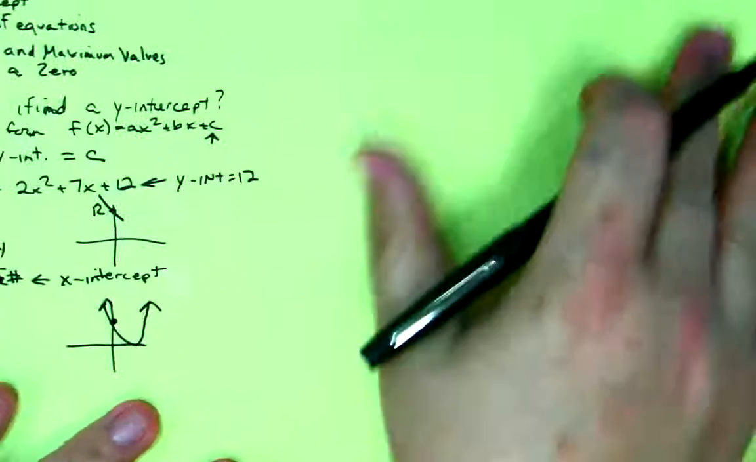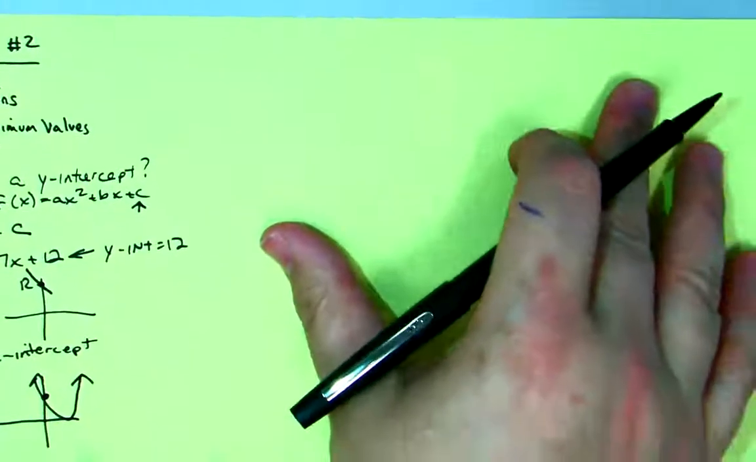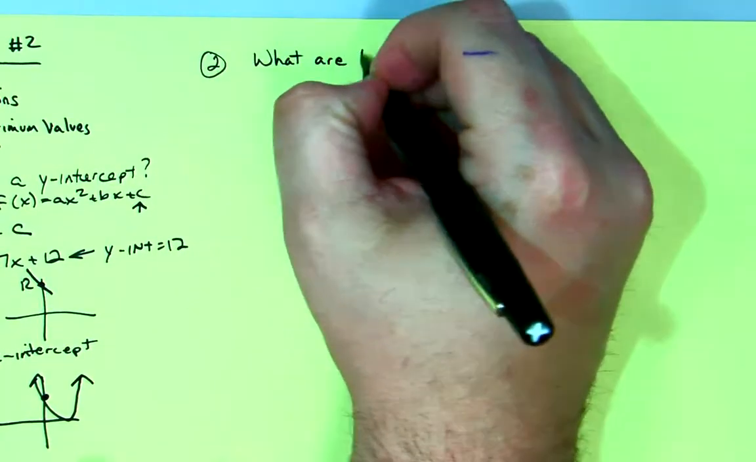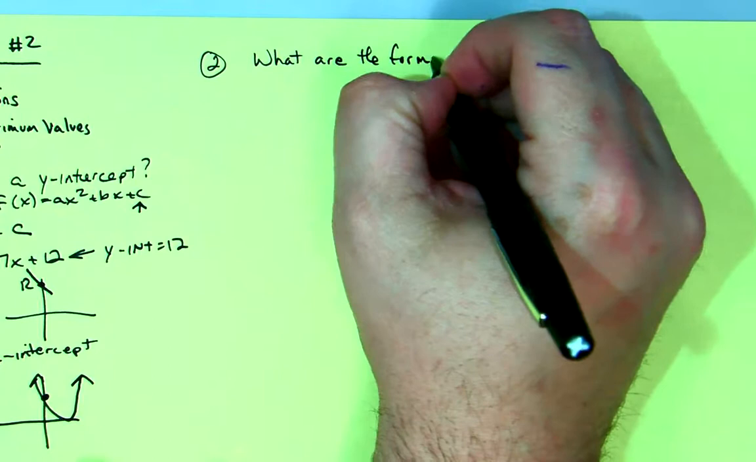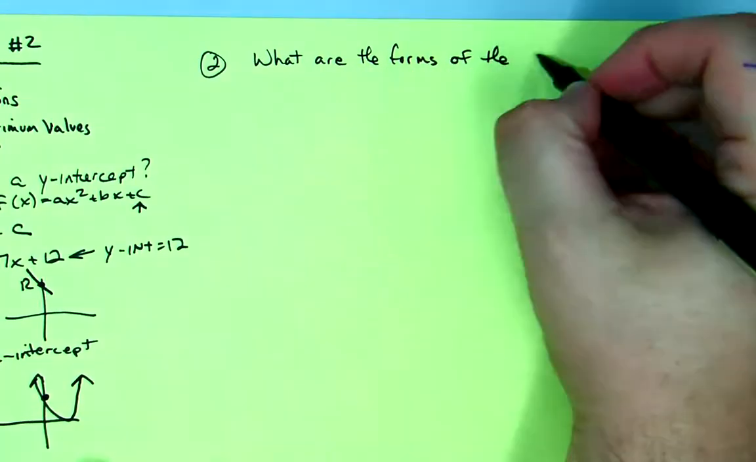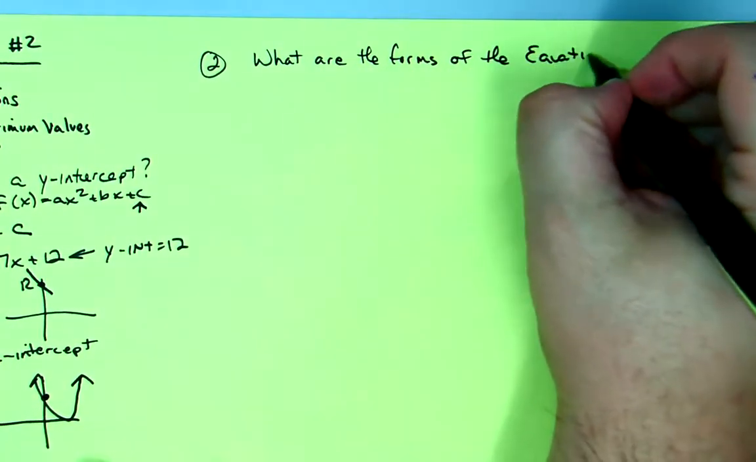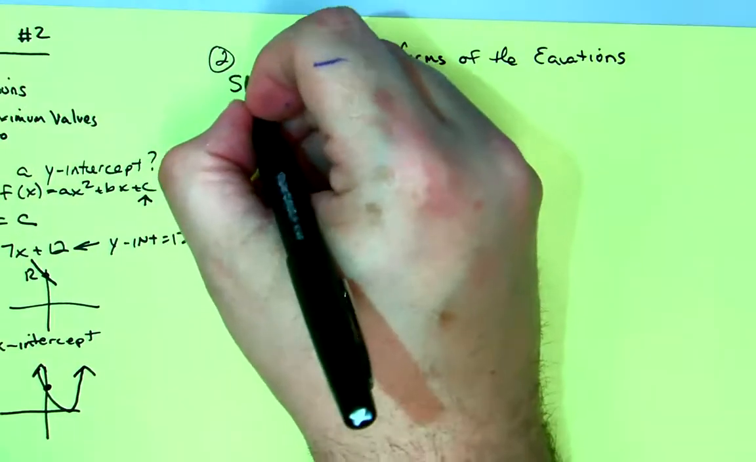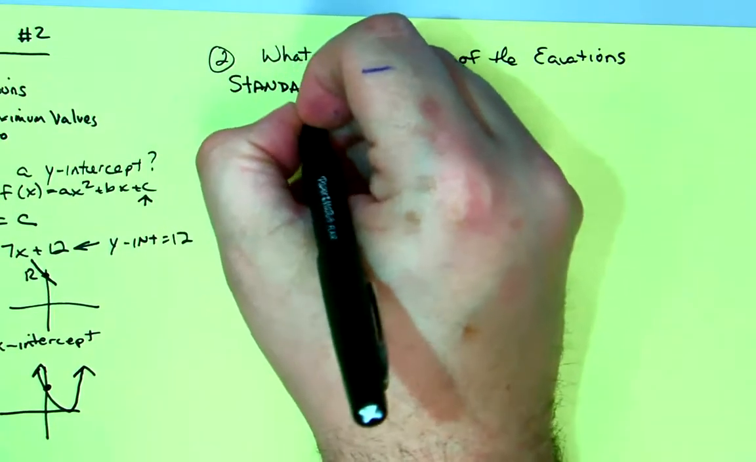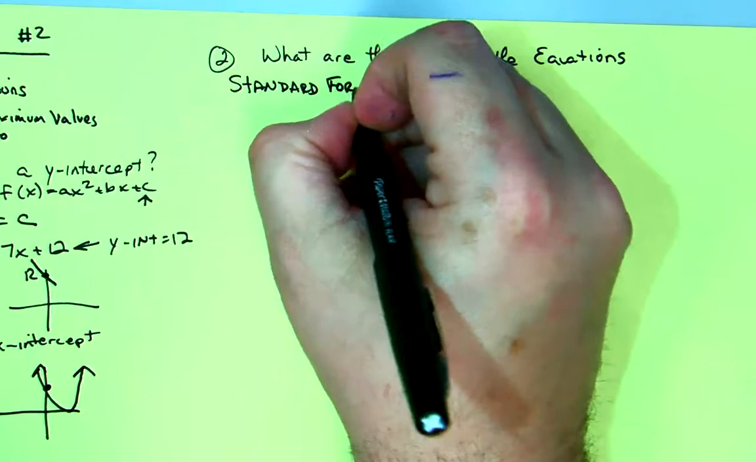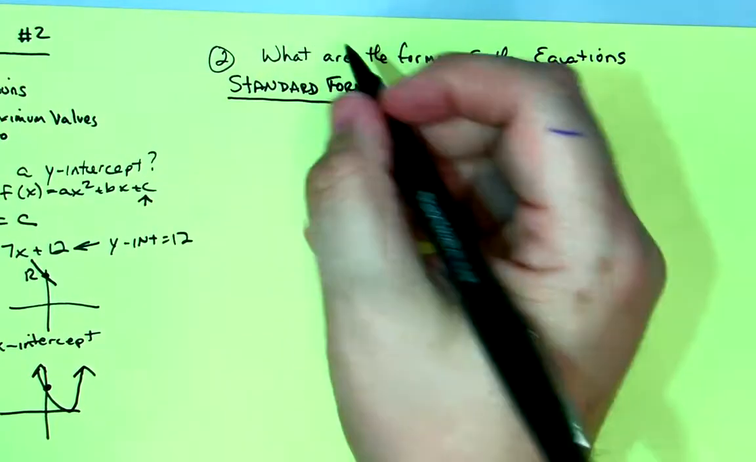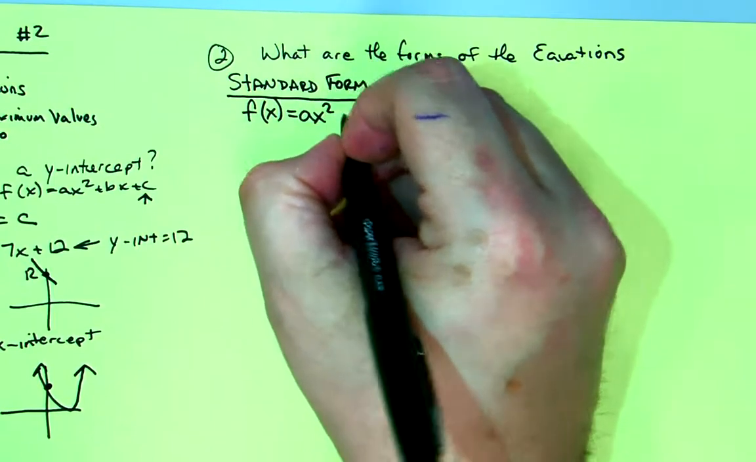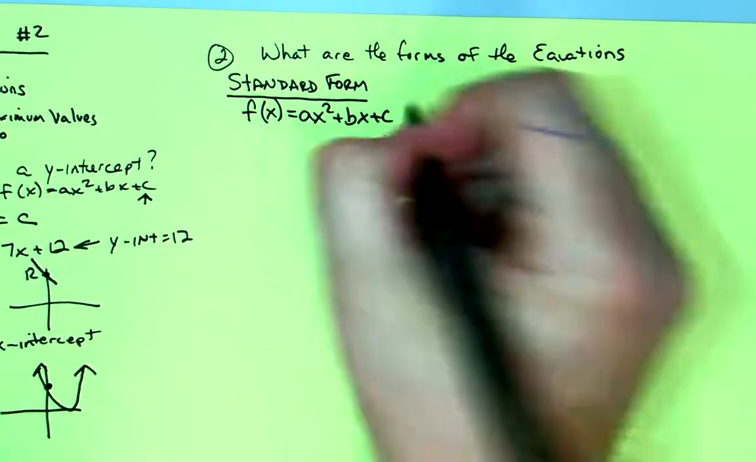All right. Question number 2. What are the forms of the equations? And I'll give you information based on the different forms. First one is the standard form. Every function has a standard form. For quadratic, it's f of x is equal to ax squared plus bx plus c.